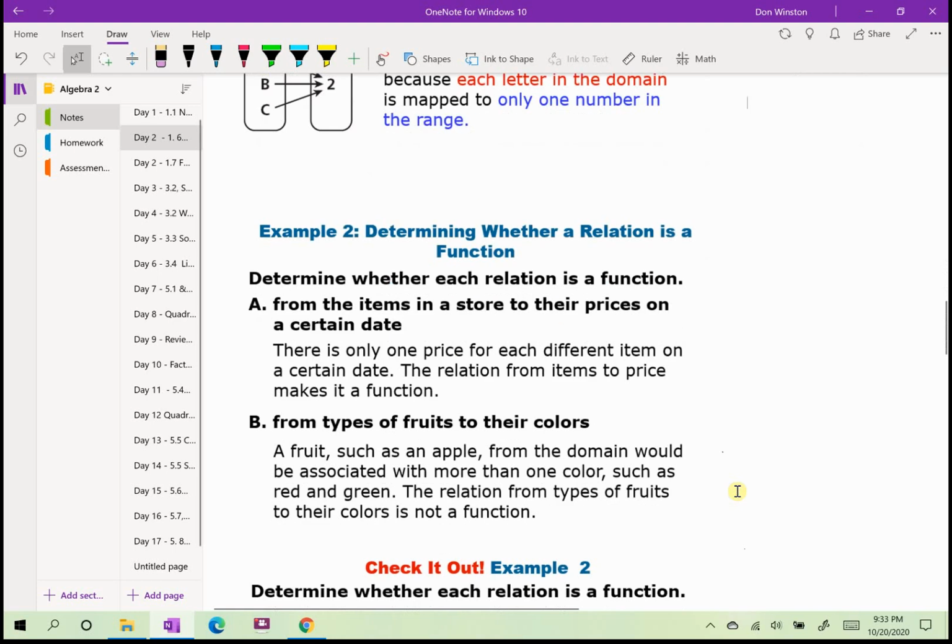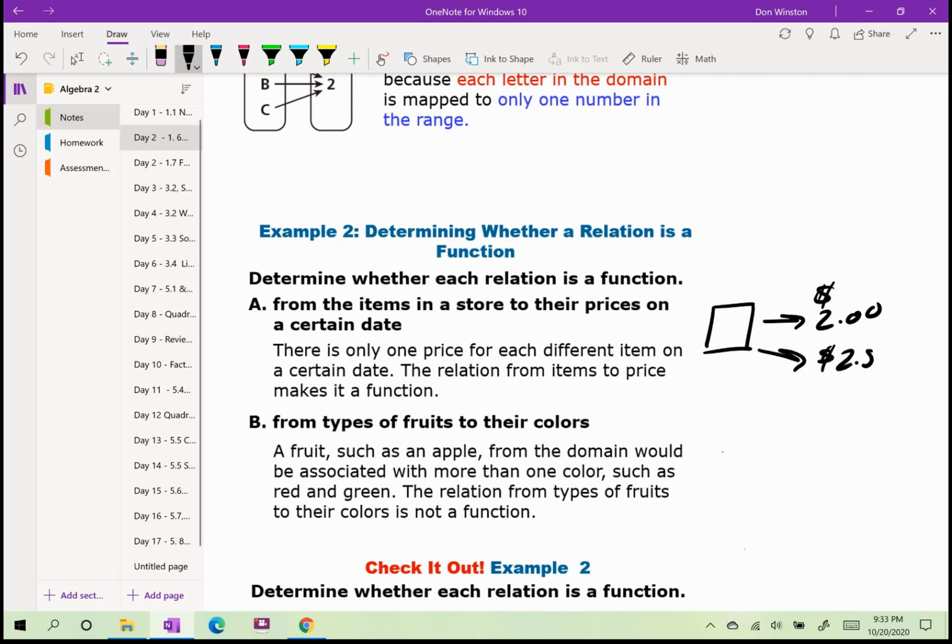And then let's look at some examples. Determine whether each relation is a function. From items in a store to prices on a certain day. Well, let's certainly hope it's a function, because if you or mom or dad goes in the store and buys a box of cereal, and it costs $2. And then you go back in the store 5 minutes later, same box, if it costs $2.50, you're going to raise eyebrows.